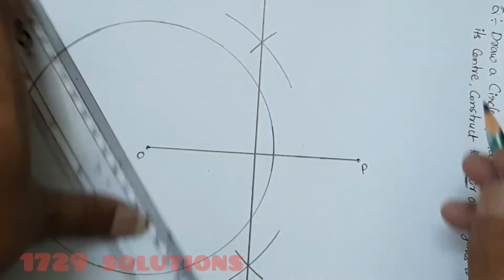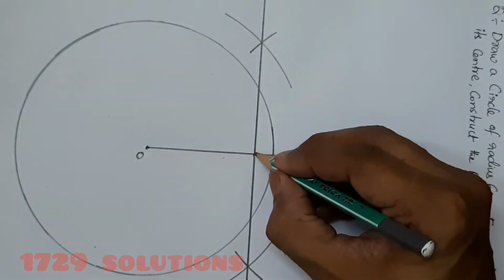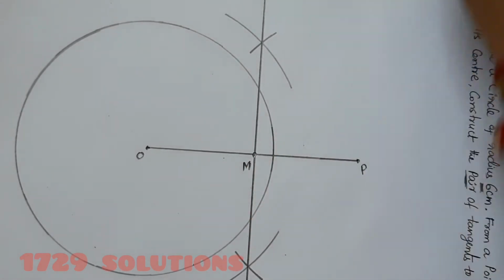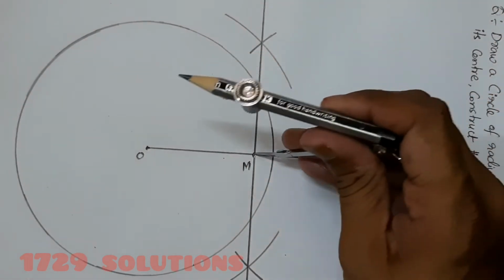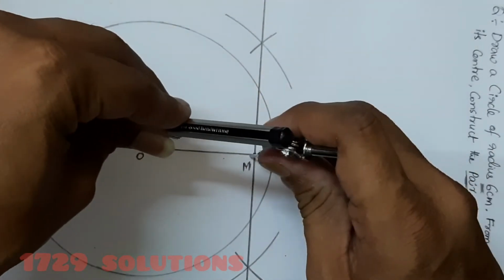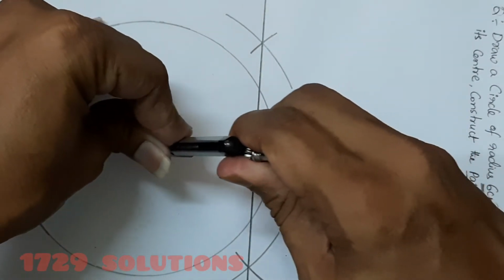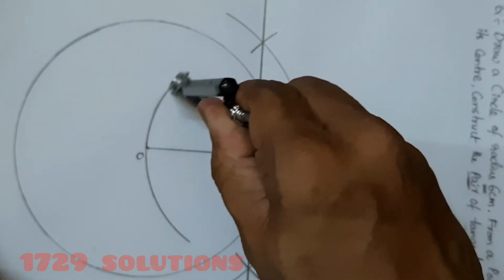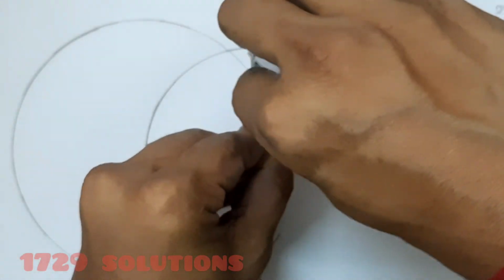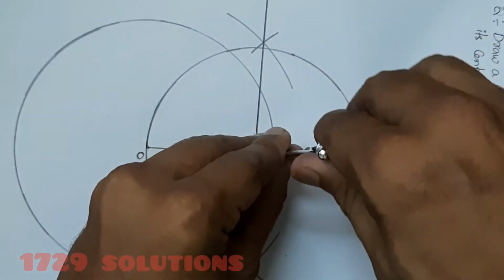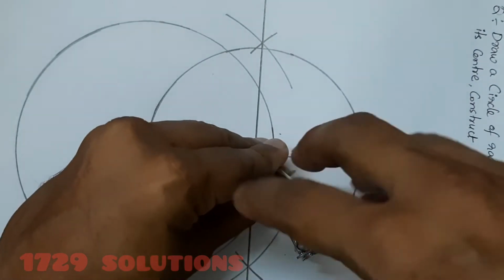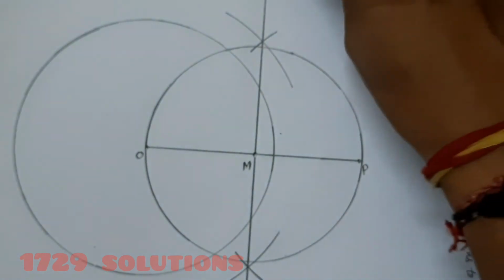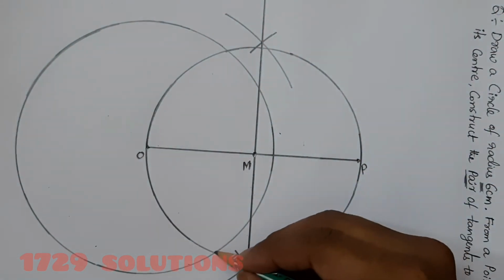The meaning of perpendicular bisector, it will divide OP into two equal parts and at the position M exactly 90 degrees. Now from M as a center, MO as a radius, you need to draw one more circle. Keep in mind M is a center. Either MO is a radius or MP is also a radius. Both are equal because it is a perpendicular bisector. So M is called a midpoint. So that's why MO and MP are equal.